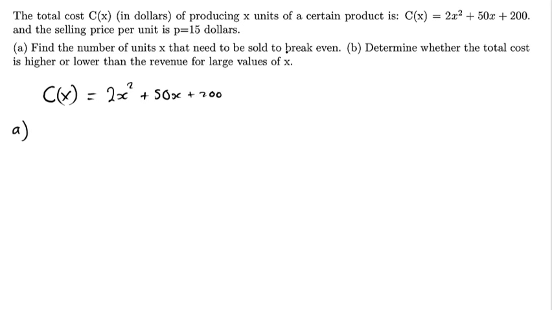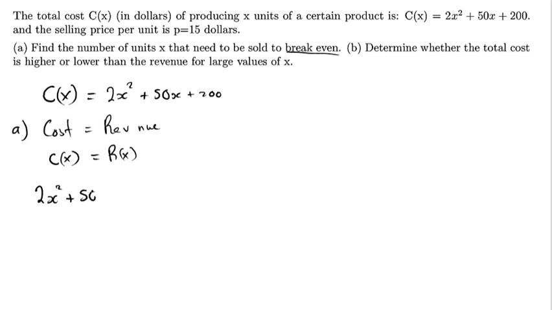Now the key here is to break even, and to break even the cost must be equal to the revenue. This means that C of x, the function of the cost, must be equal to R of x. R of x in this case is this 15 that we've been given, multiplied by x number of units. So the cost, 2x squared plus 50x plus 200, is equal to R of x, which is P. P is equal to $15, so that's $15 times x, the number of units. So this is equal to 15x.